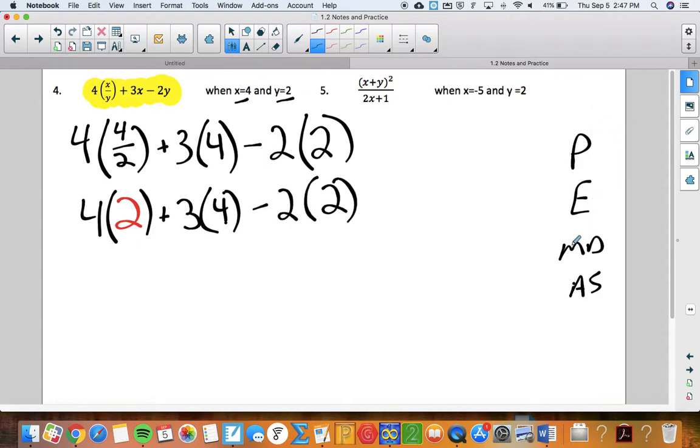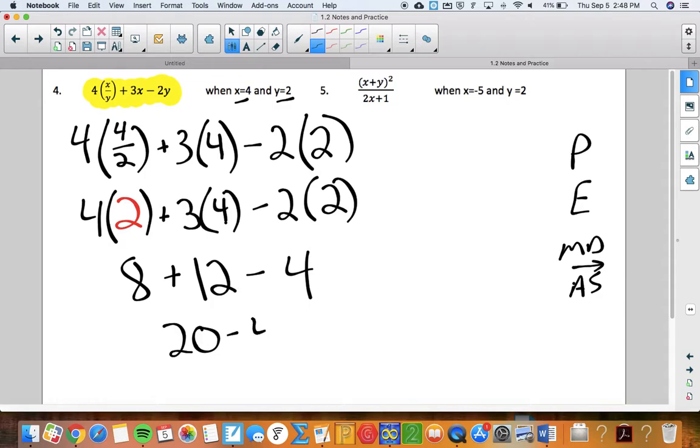There are no exponents. Is there any multiplication? Yes. 4 times 2. Yes. 3 times 4. Yes. 2 times 2. Bring down your operations in between. Now, for here, we need to add and subtract. We need to do those from left to right. So the first operation here is addition. So that's 20, and then we subtract 4.